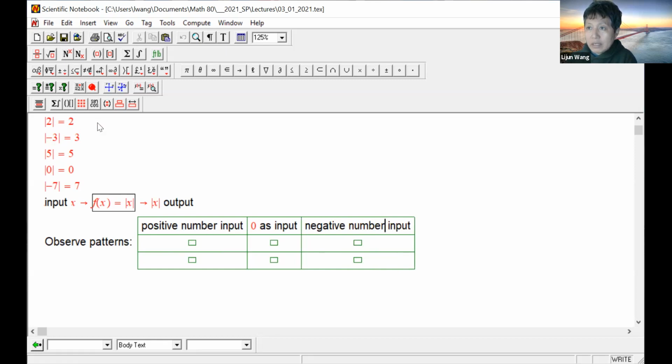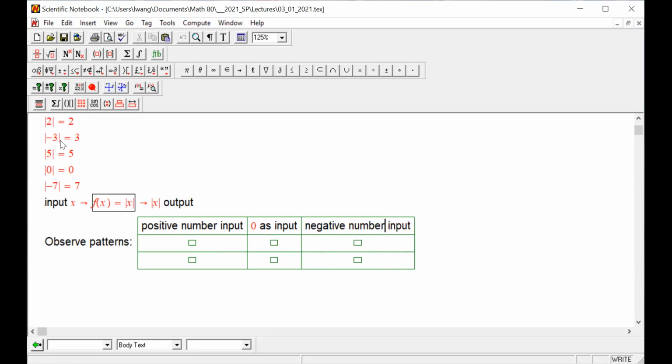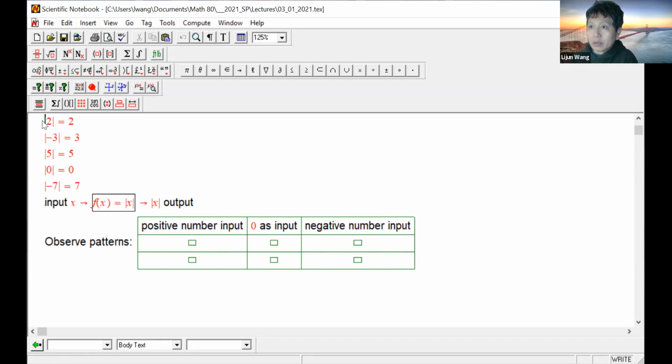So among all of these examples, which one fits into positive number input? The first one, the second, the third one. Which one fits in the zero input? Zero. How about the negative numbers? So we have these examples, and we start to observe each category.